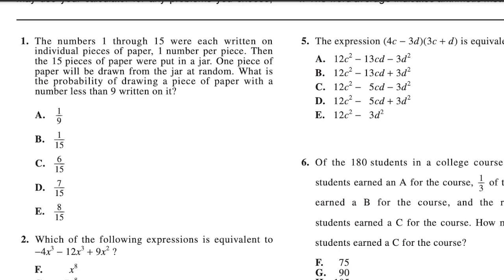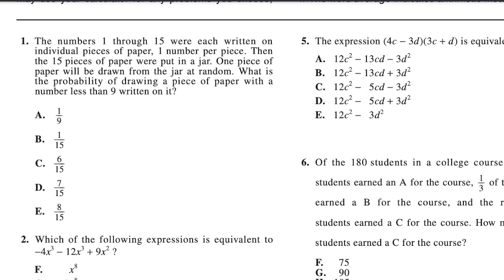Okay, this one says numbers 1 through 15 were each written on individual pieces of paper, one number per piece. The 15 pieces of paper were put in a jar. One piece of paper will be drawn from the jar at random. What is the probability of drawing a piece of paper with a number less than 9 written on it?